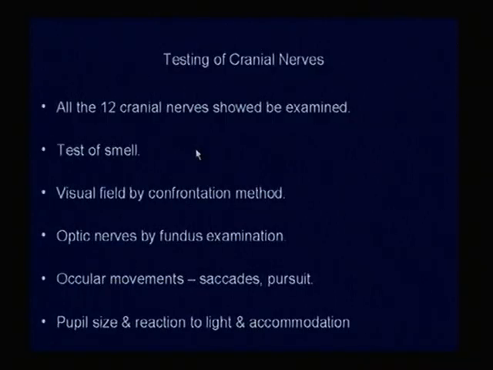Then coming to the testing of the cranial nerves, all the 12 cranial nerves should be examined in detail. But here I can tell you, when you have a paucity of time, and if the patient is suffering from some lower limb illness, it may not be relevant to do all 12 cranial nerves. If the patient doesn't have any problem with smell, forget about the first cranial nerve. You can skip it over, or just ask him if he can smell the food.